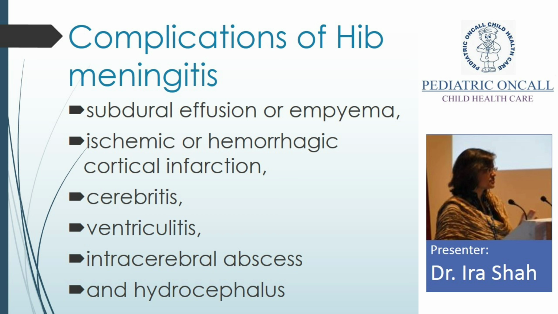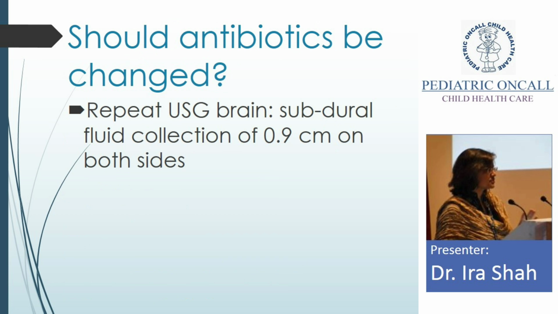There is an infarct that is occurring now. There's cerebritis, there is ventriculitis, there is cerebral abscess, or there is a hydrocephalus that is developing. These are complications. Not all of them are going to cause fever, but these are all possible complications of Hib meningitis. So obviously the first thing that you're going to do is repeat an ultrasound. It shows a collection of 0.9 centimeters on both sides, subdural.